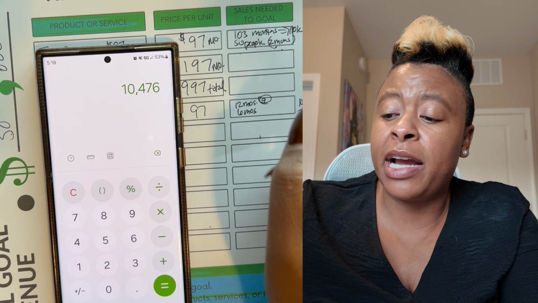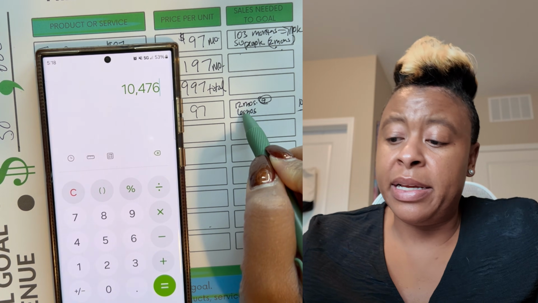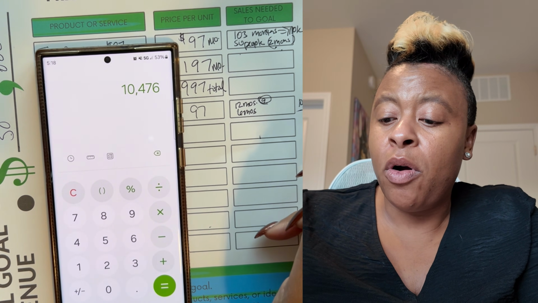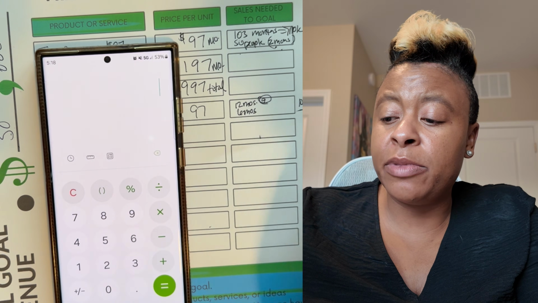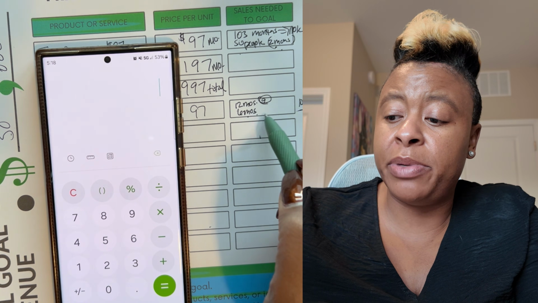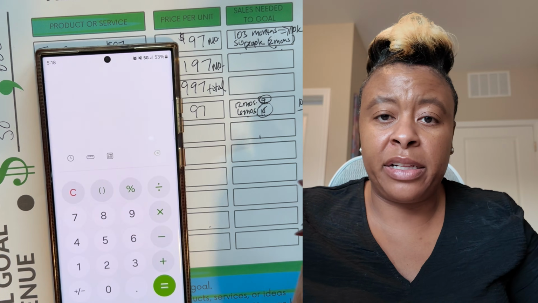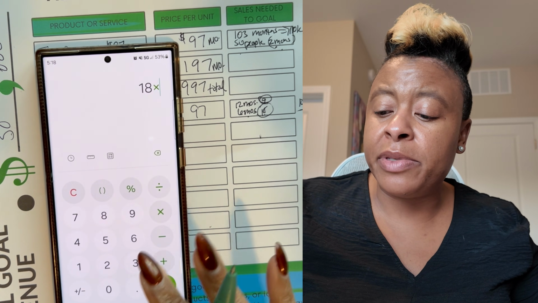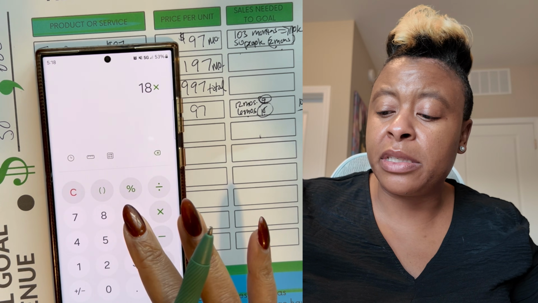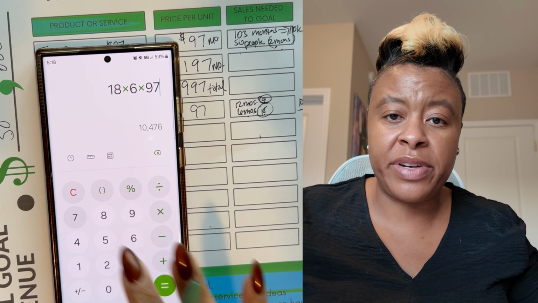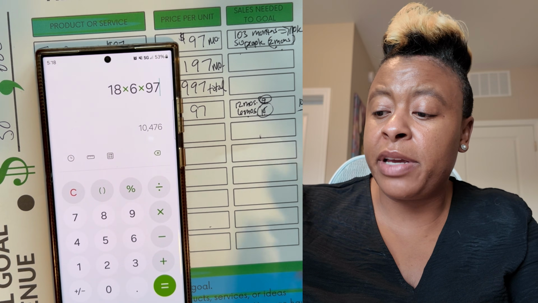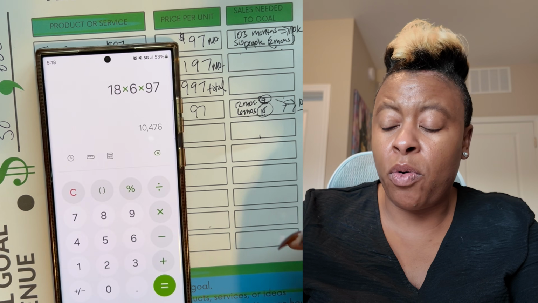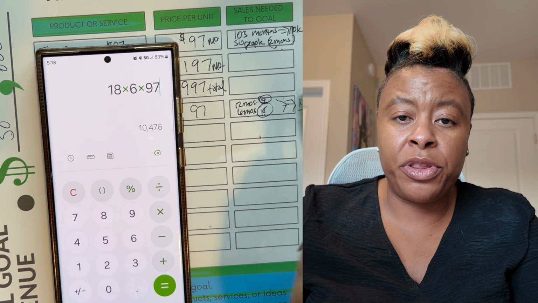Okay, so I could have 9 people enrolled for an entire year, and that would give me the $10,000 that I'm looking for. Or if I only had 6 months, how many people do I need? That should be 18. Look at the calculator: 18 times 6 months times 97 is 10,476. Okay, so that's how you calculate how you can get to this revenue goal. So 9 people or 18 people, depending on what the program length is.